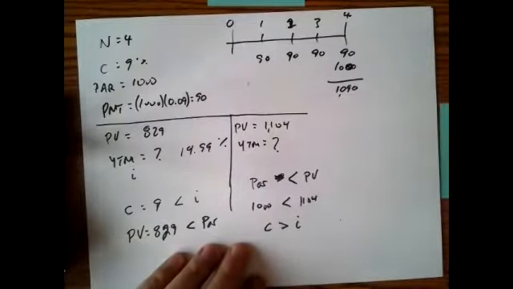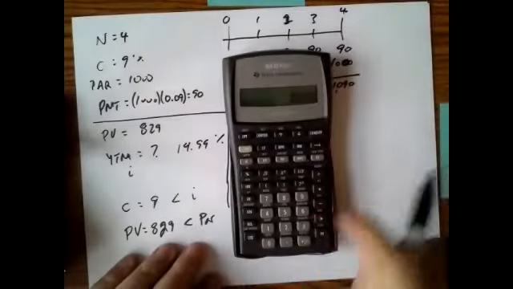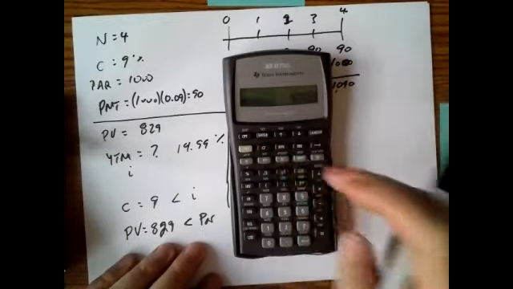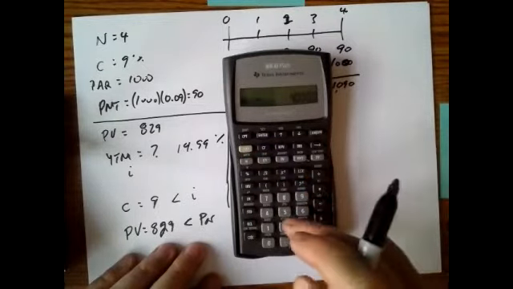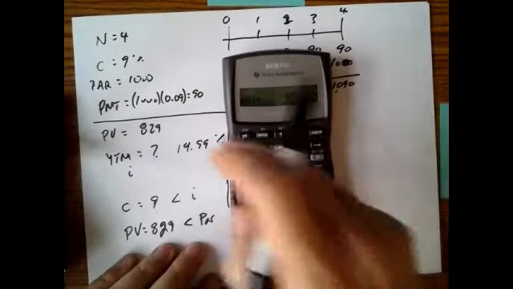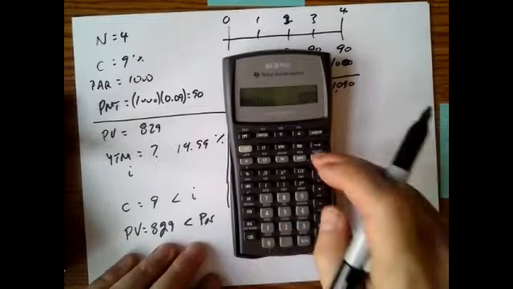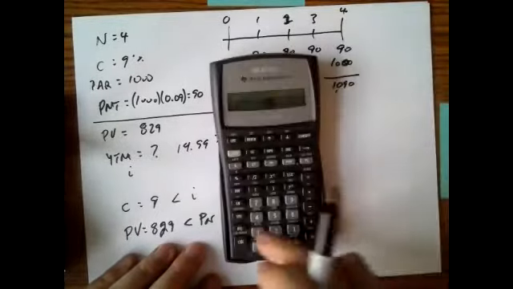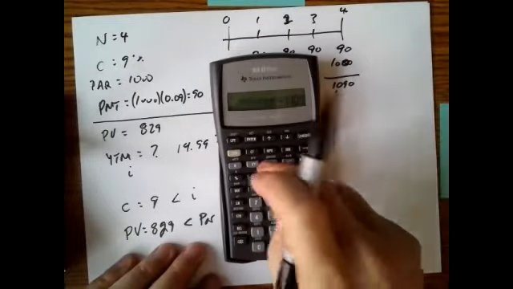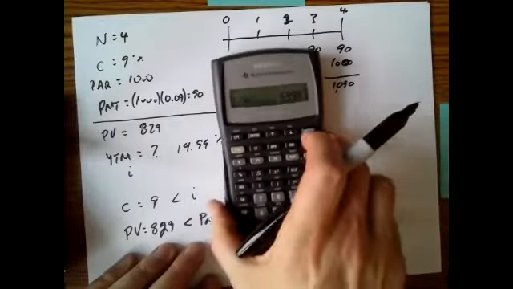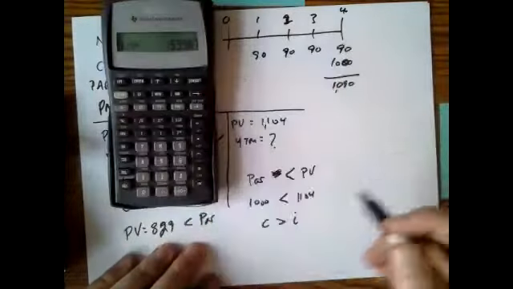All right, well, clear our TVM. We know N is 4. We know that the payment is 90. We know that the future value is 1,000. And then we know that the PV is negative 1,104. Compute interest rate, and we get 5.998, so effectively 6%.